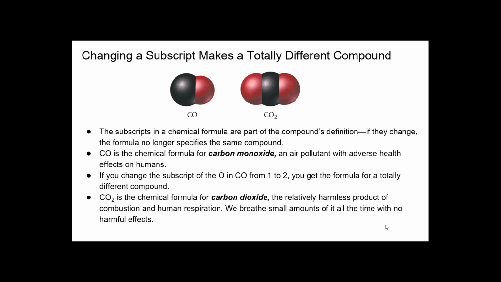Okay, so this is a perfect example. We have carbon monoxide and we have carbon dioxide. There's a big difference in them. The subscripts in a chemical formula are part of the compound's definition. So if you change them, again, not the same compound. CO is carbon monoxide. That's made of 2 elements, and there's a 1-to-1 ratio. If we have CO2, we now have 1 carbon, but we have 2 oxygens, which means that this is different. It's a 1-to-2 ratio. And these are both gases.